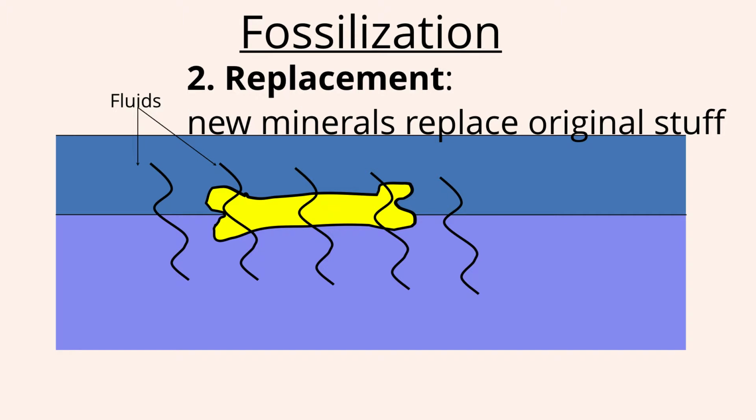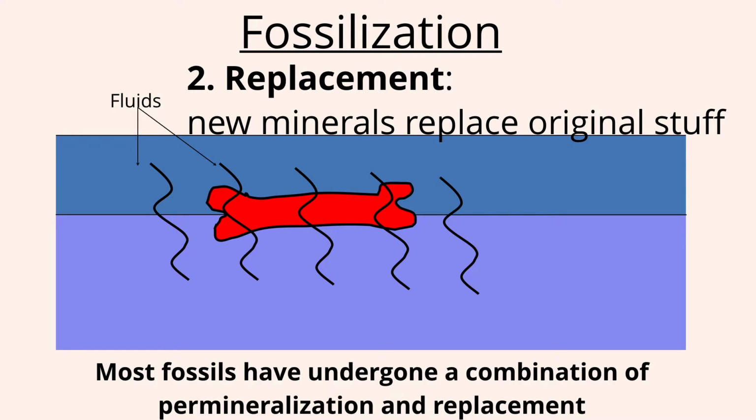Another process that occurs during fossilization is replacement. Replacement occurs when new minerals replace the original bone or shell material. This would be like replacing the water that seeps into a sponge, or in this case the bones and shells, with Kool-Aid. Most fossils will undergo a mixture of both permineralization and replacement.